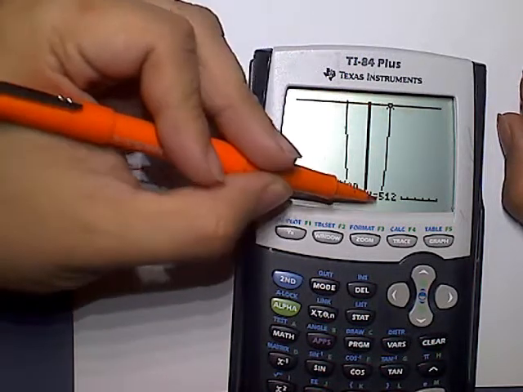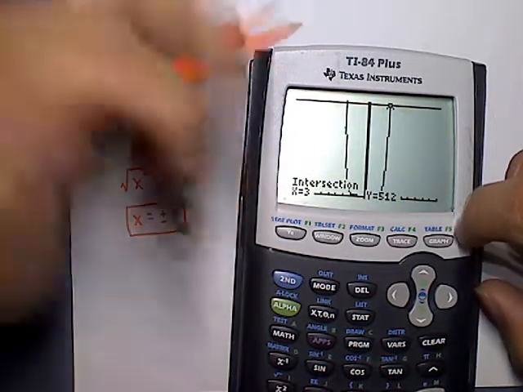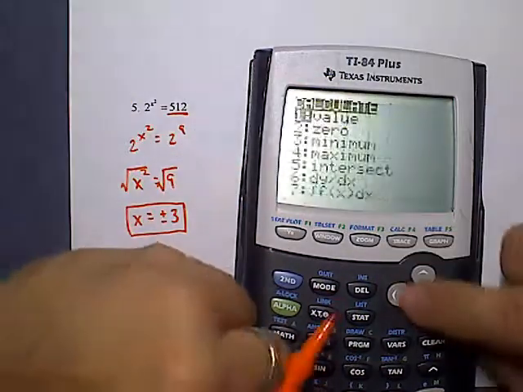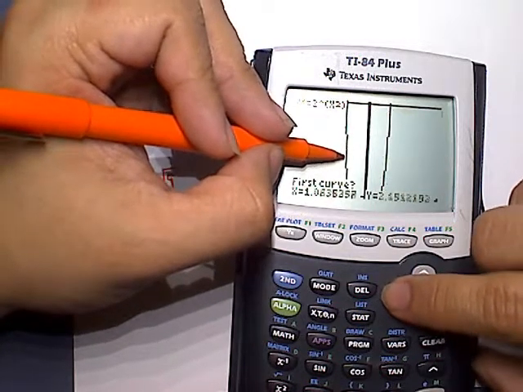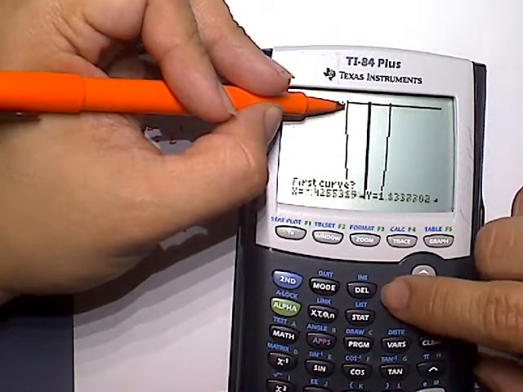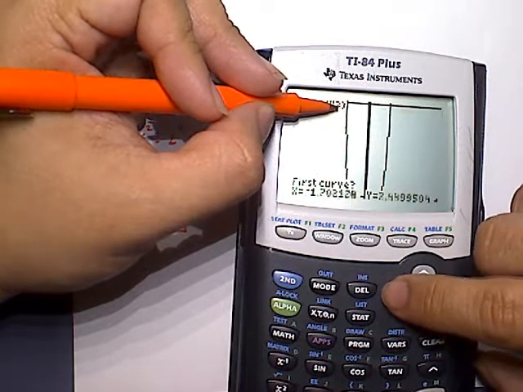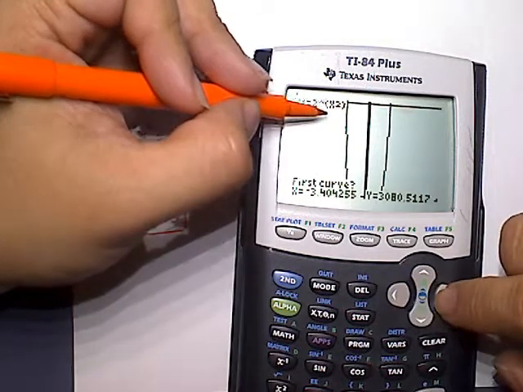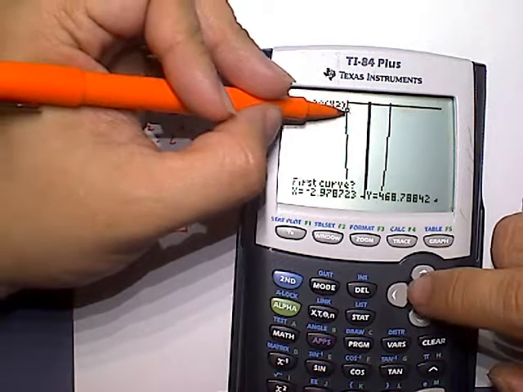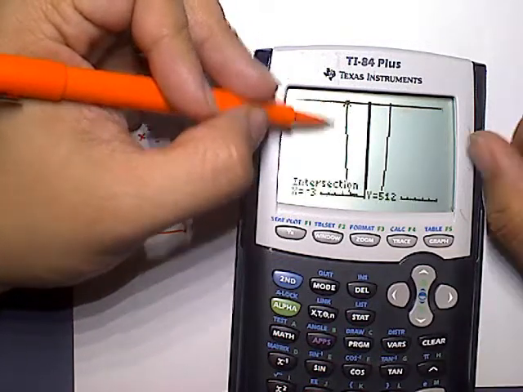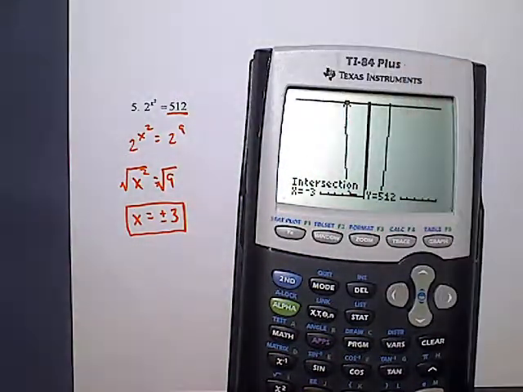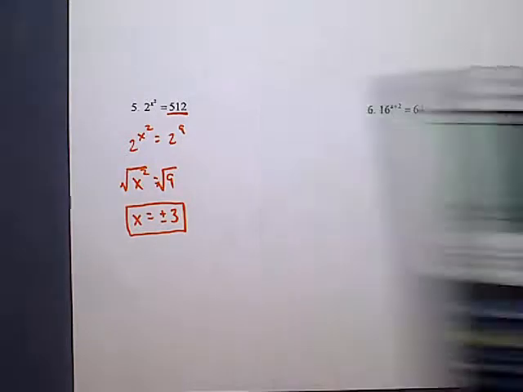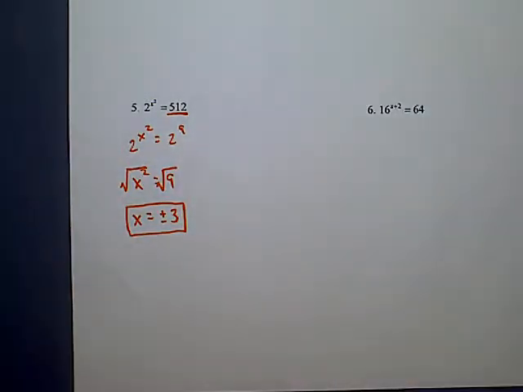The intersection is at 3 and 512, positive 3. However, we do have another one over here, second trace 5. You see my cursor, it's right here. I'm going to scroll over to bring my cursor closer to this one. Looks like one a little bit high. There we go. Enter, enter, enter. Intersection is at negative 3. So you will always know based on the number of intersections that there are. And so that is how we solve these more complicated problems when they have a variable in the exponent.